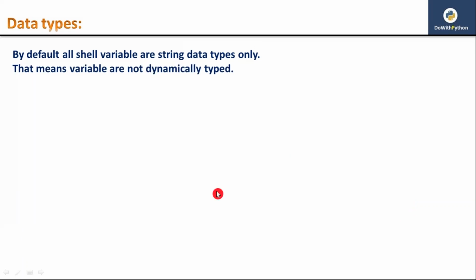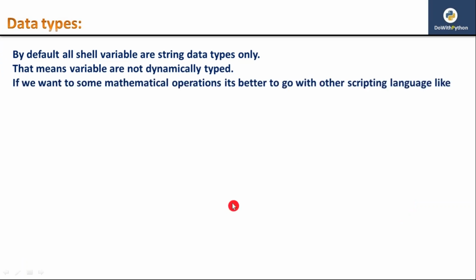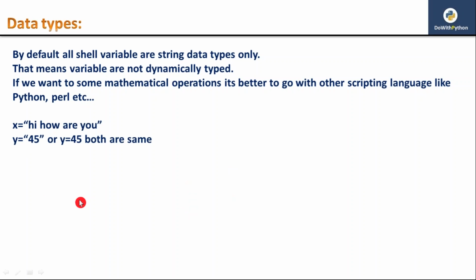Simply remember that variables are not dynamically typed, and if you want to do some mathematical operations, then it's better to go with other scripting languages like Python or Perl. That's it. Now suppose I want to store some string in my variable, I can write x equals to in quotations, but for numbers it is optional. Whether you write in quotations or without quotations, finally that will be treated as a string data type only. For numbers, you may take quotations or not, but both have the same meaning.